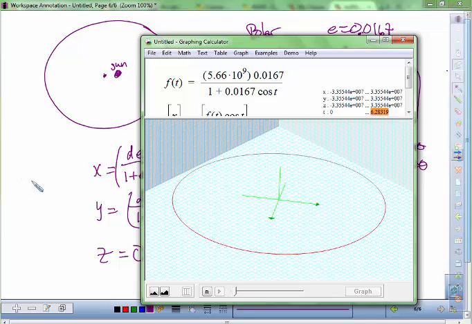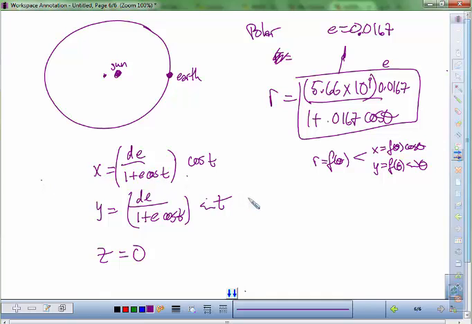365.25-ish. Now, how do you suppose we can work on this so that at day 0, you're at a certain point, and then at day 365.25, you're back to where you started from? So I want to change my period from 2 pi to 365.25. How am I going to do that? You need to put a multiplier in t.